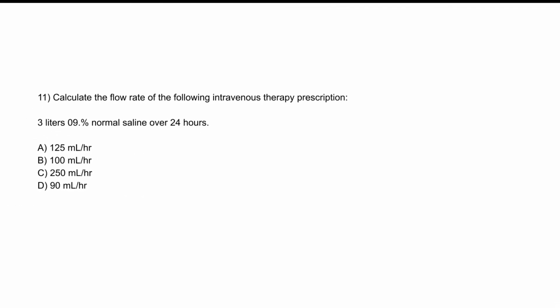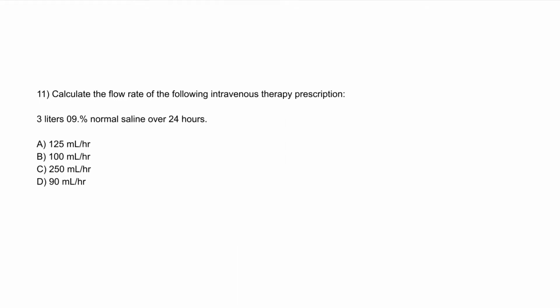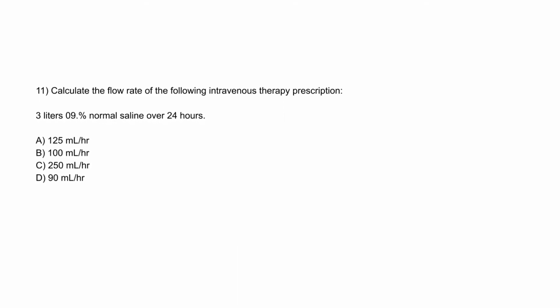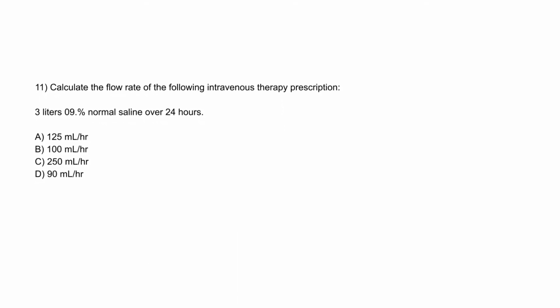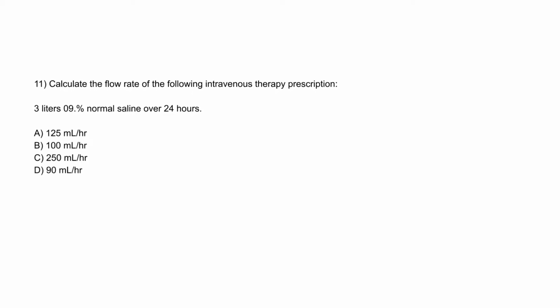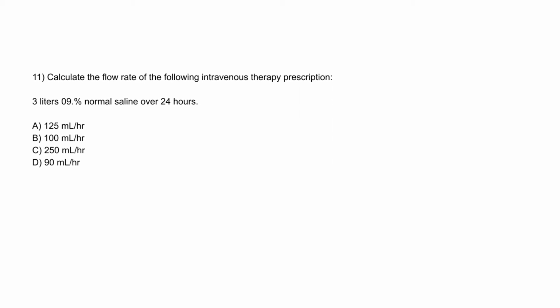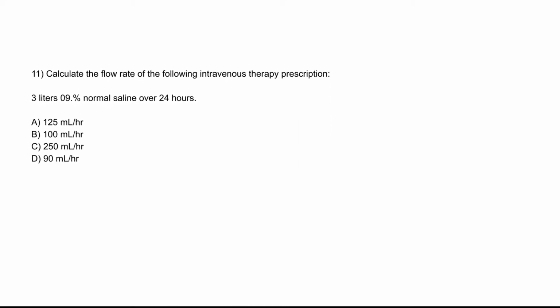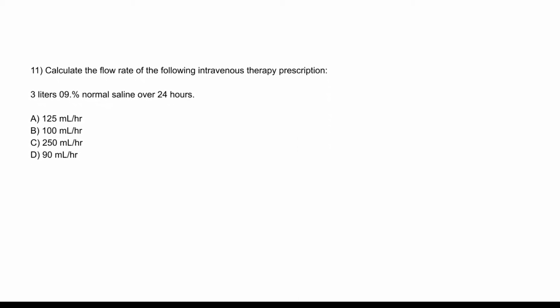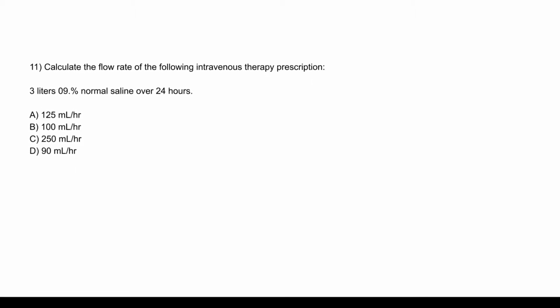11. Calculate the flow rate of the following intravenous therapy prescription. 3 liters 0.9% normal saline over 24 hours. A. 125 milliliters per hour. B. 100 milliliters per hour. C. 250 milliliters per hour. D. 90 milliliters per hour.